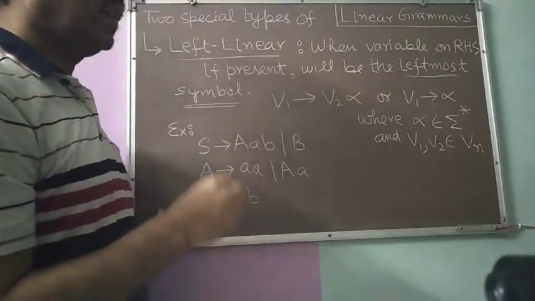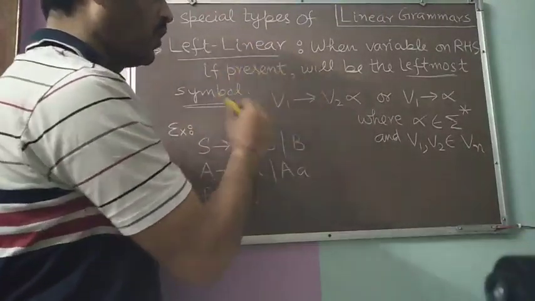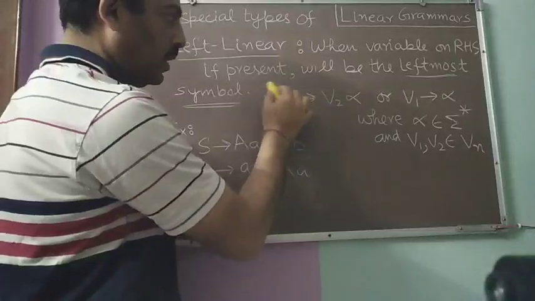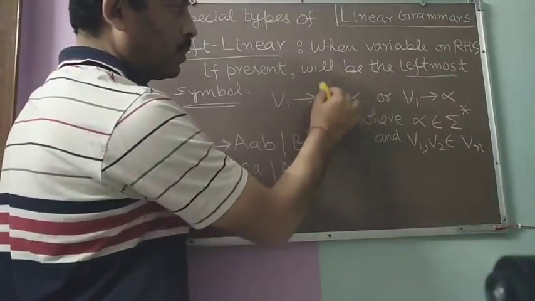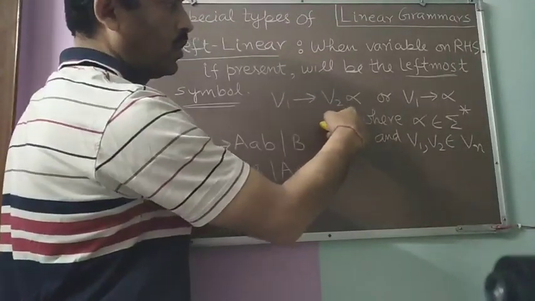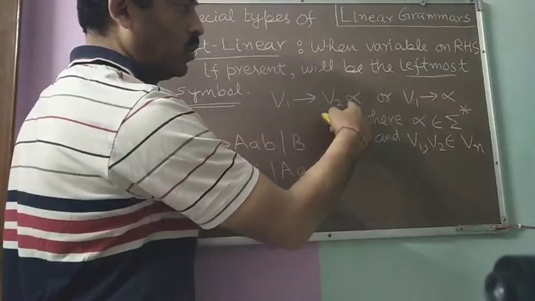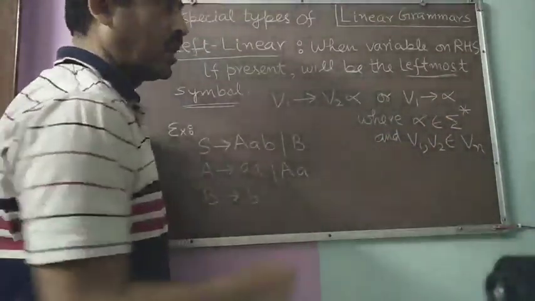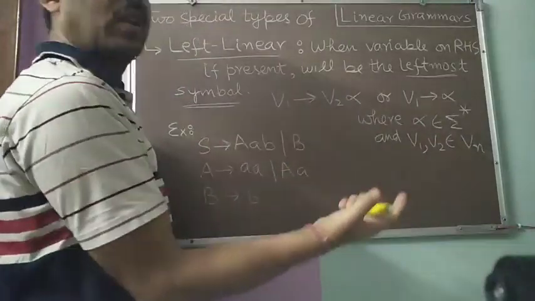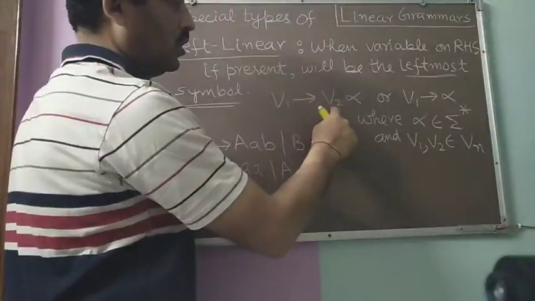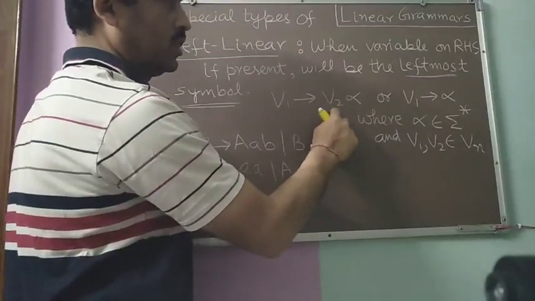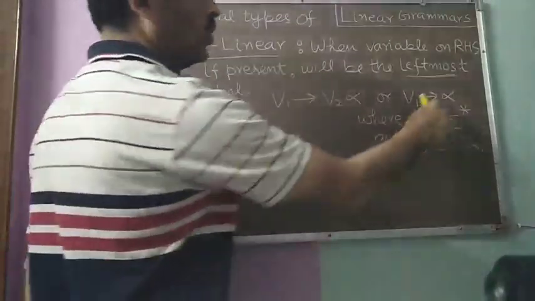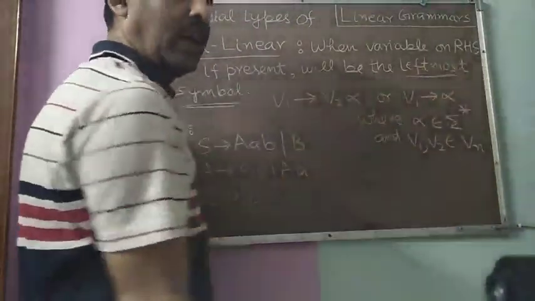In other words, in such a grammar, productions will be of the form either V1 to V2 alpha or V1 to alpha. Here V1 is the variable on the left-hand side. The only variable present should be on the right-hand side as the leftmost symbol, and after this some alpha comes. This alpha is nothing but sigma star, a string of terminals only. So only terminals can come after the variable. Or the productions are of the form V1 to alpha, where alpha is a string of terminals only, meaning there does not exist any variable on the right-hand side.